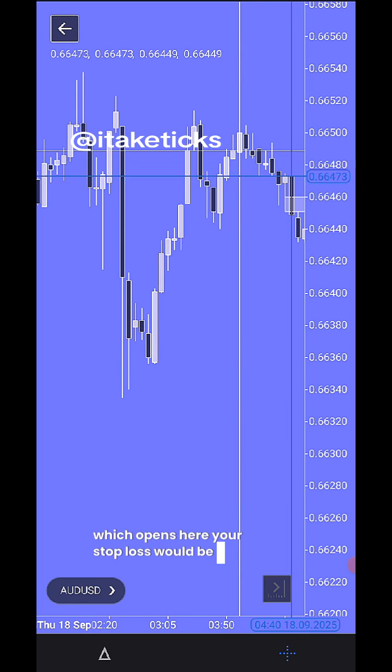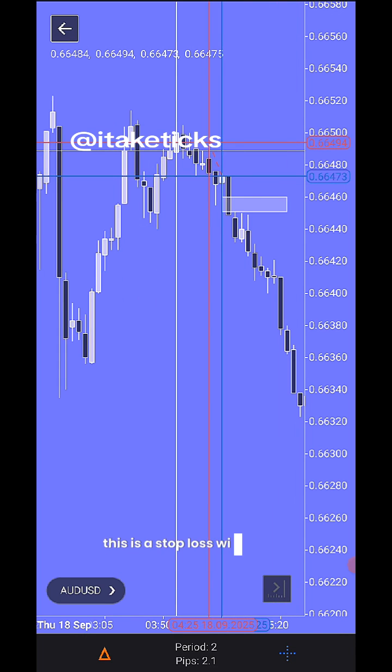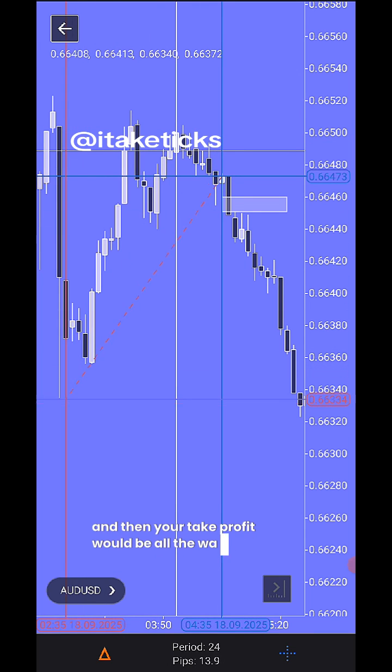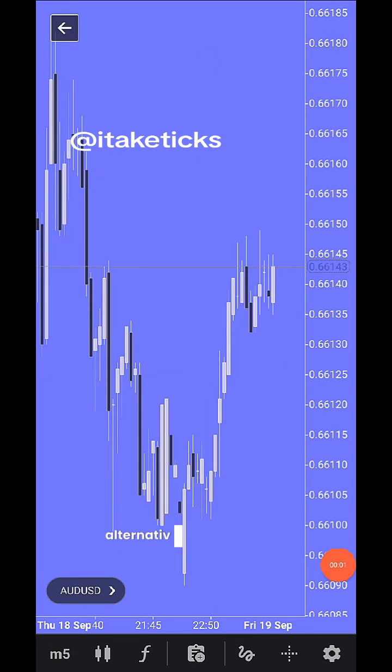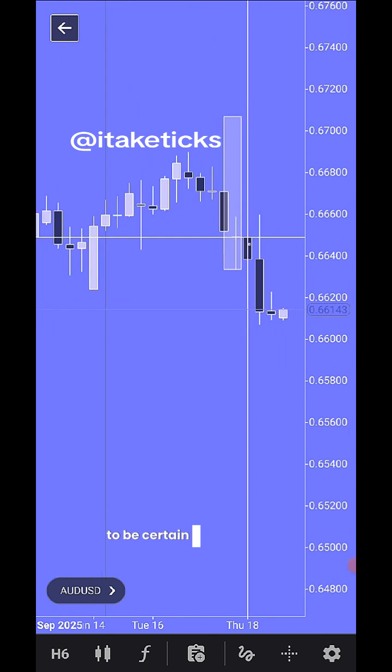Your stop loss would be at the most recent swing high, and then you'd look to target down here. This is a stop loss of about, let's say, 3 pips because you need to consider the spread, and then your take profit would be all the way down here for about 13 or so pips, which is pretty generous if you ask me.